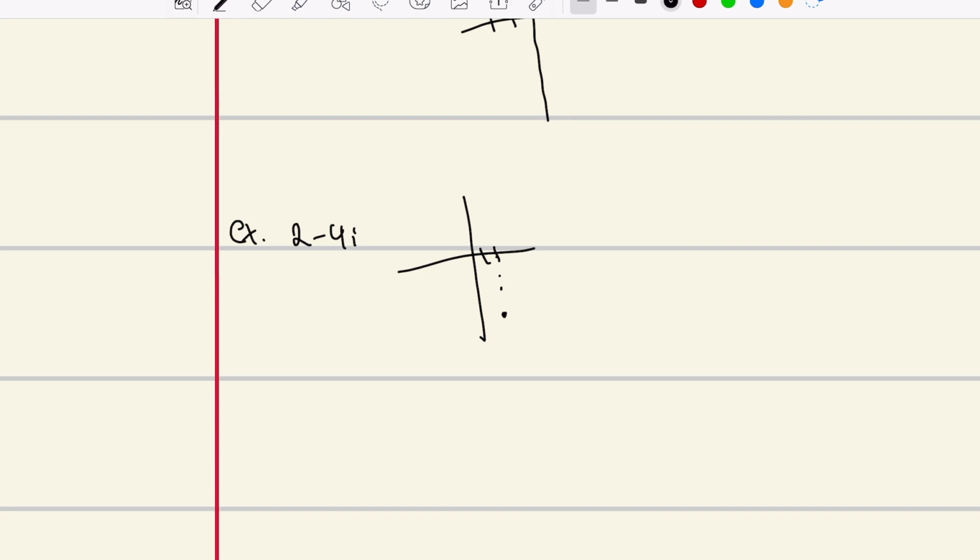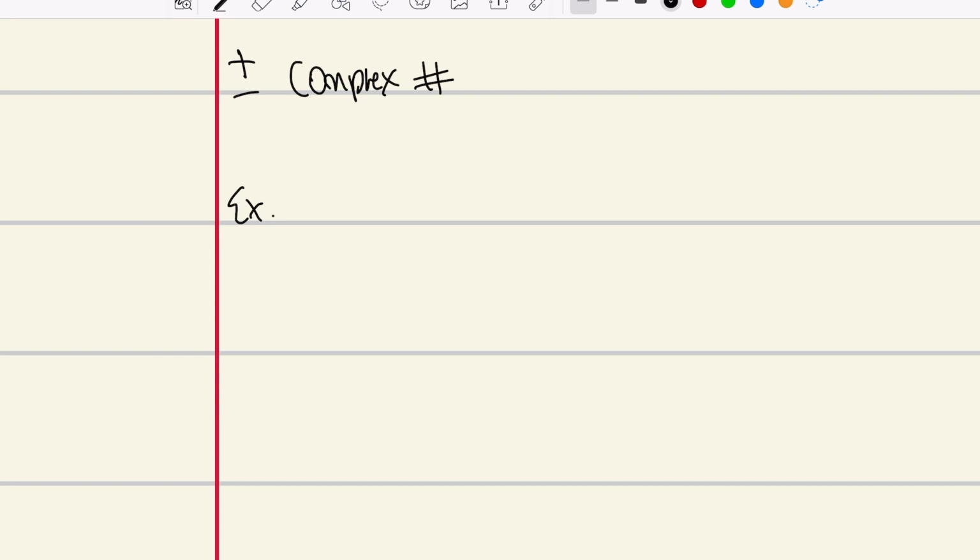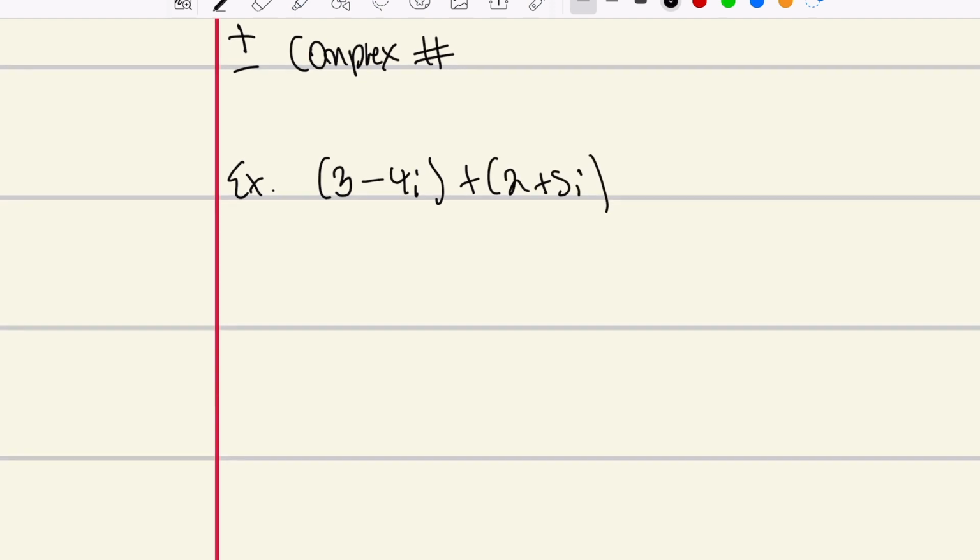Okay, so now we're going to be doing adding and subtracting complex numbers. To add or subtract complex numbers, we combine the real parts and then combine the imaginary parts. So let's do an example. Adding and subtracting complex numbers. Example number 1. 3 minus 4i plus 2 plus 5i. Okay, so we're going to add 3 plus 2, which is 5. And -4i plus 5i, which is i.